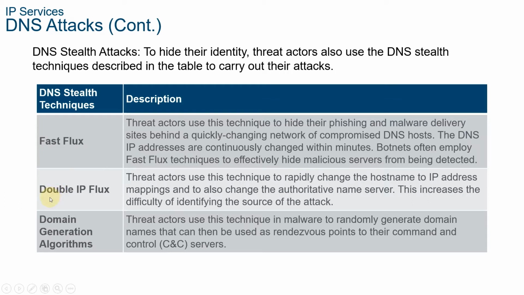Next would be double IP flux. This is where the threat actors use techniques to rapidly change the hostname to IP address mappings and to also change the authoritative name server. This increases the difficulty to identify the source of the attack. The last one would be domain generation algorithms. Threat actors use this technique in malware to randomly generate domain names that can then be used as rendezvous points to their command and control, or CnC, server.